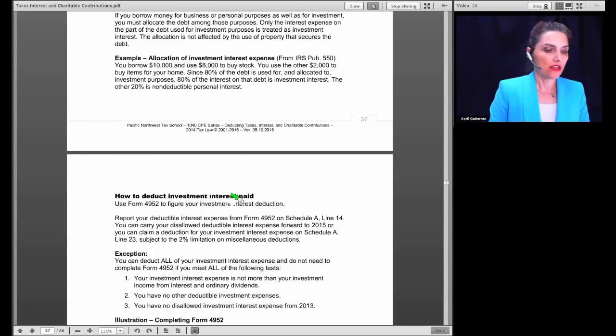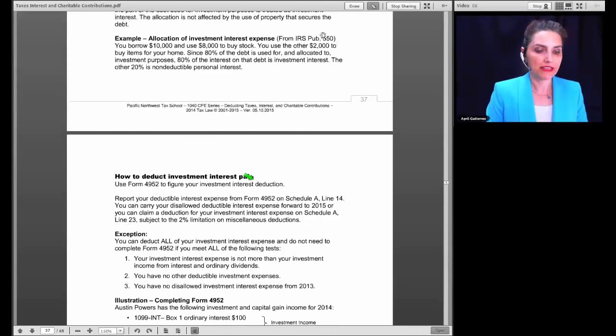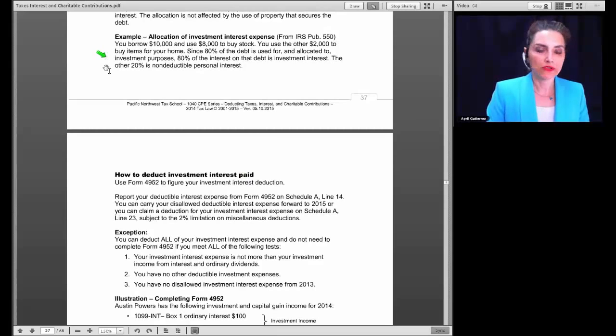For example, allocation of investment interest expense, and this particular example comes out of Publication 550. You borrow $10,000 and use $8,000 to buy stock. You use the other $2,000 to buy items for your home. Since 80% of the debt is used for and allocated to investment purposes, 80% of the interest on that debt is investment interest, and the other 20% is non-deductible personal interest.